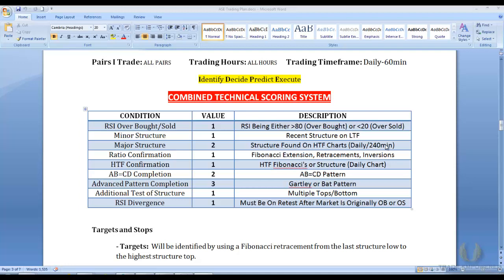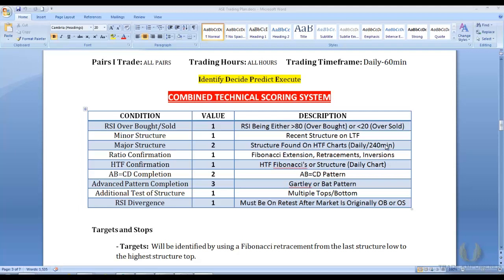Next is ratio confirmation. Now, ratio confirmation simply means, is there a Fibonacci level at my potential reversal zone? So is there a Fibonacci extension? Is there a Fibonacci retracement? Is there a Fibonacci inversion? Whatever level I'm identifying, is there Fibonacci confluence at that zone? If so, then that's 1 point as well.